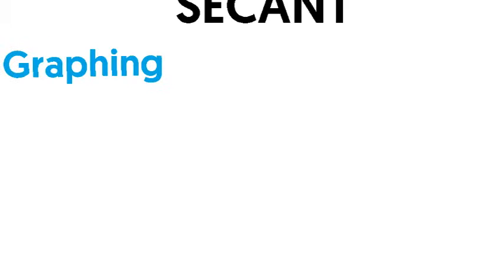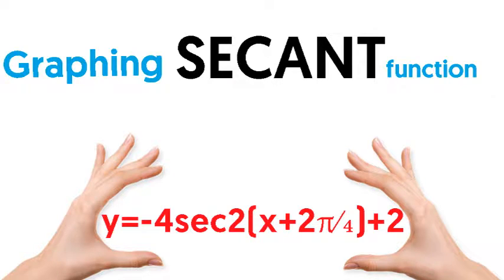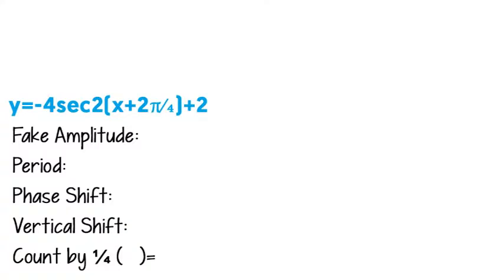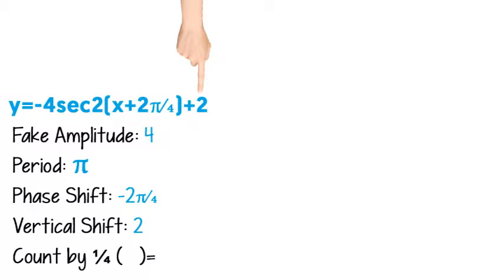Graph of the secant function. Y is equal to negative 4 secant (x plus 2 pi over 4) plus 2. Fake amplitude is the absolute value of A, so the amplitude is 4. The period is pi. Phase shift is negative 2 pi over 4. Vertical shift is positive 2. The interval is pi times 1/4, which is pi over 4.